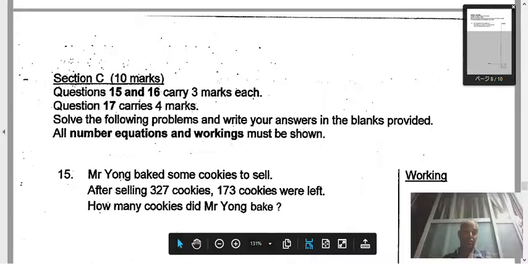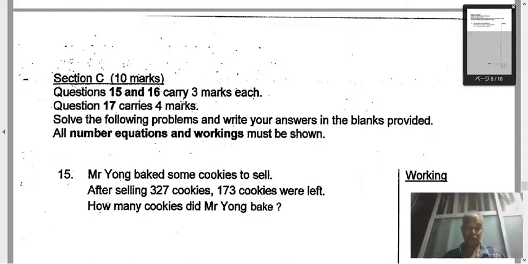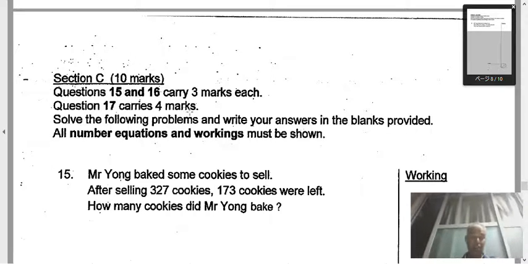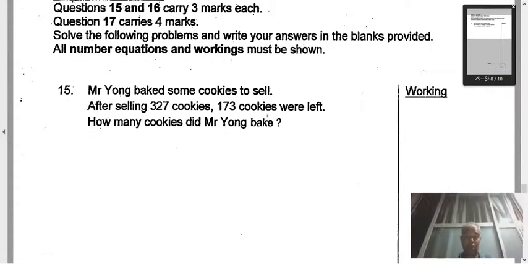Okay, section C starts, that has questions 15 and 16 for 3 marks, and 17 for 4 marks. So there are 3 questions in section C. This is a bigger, difficult one, so be careful with this. Mr. Young baked some cookies to sell. After selling some cookies, 173 cookies were left. How many cookies did he have?